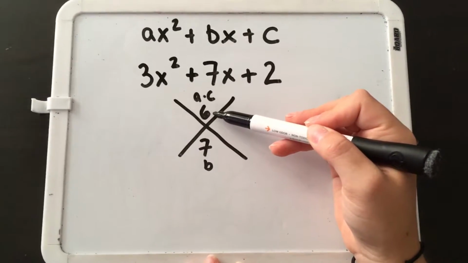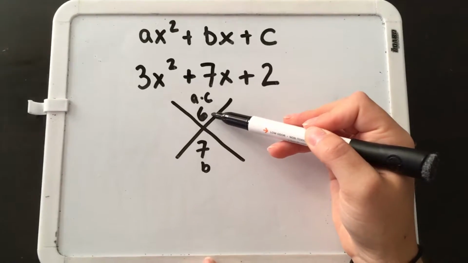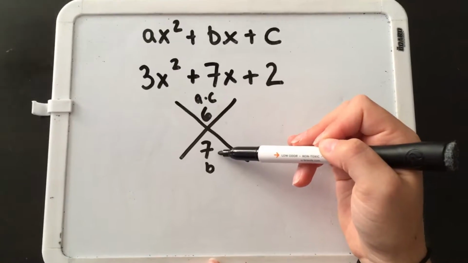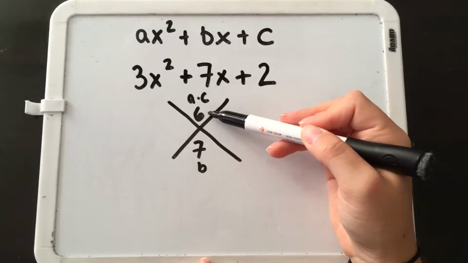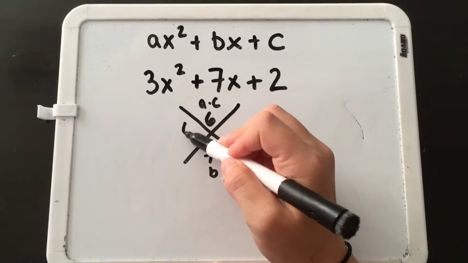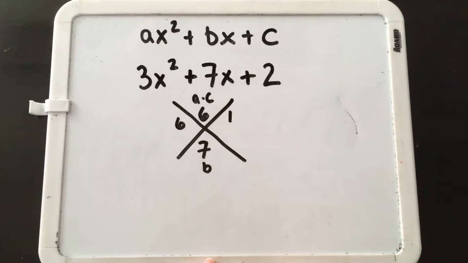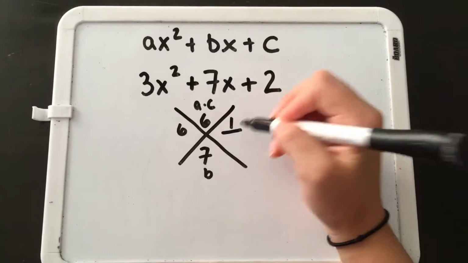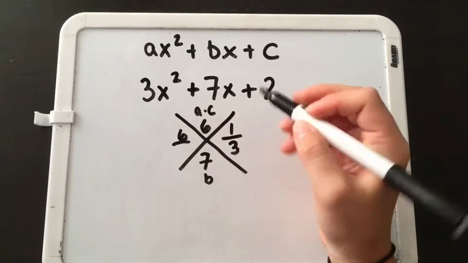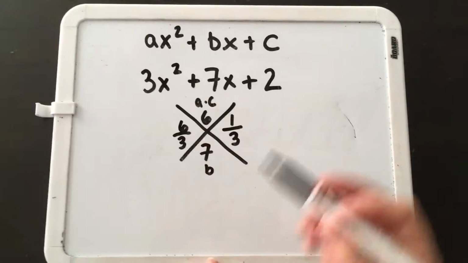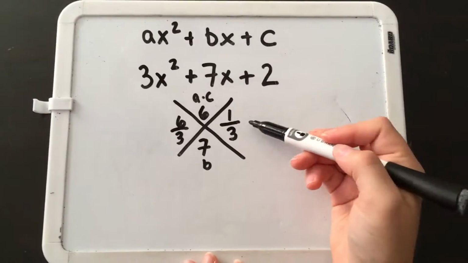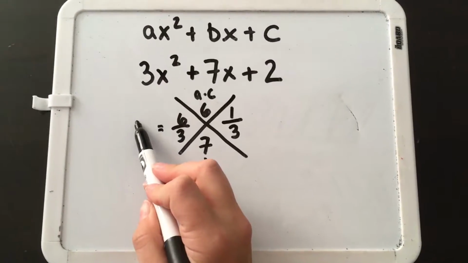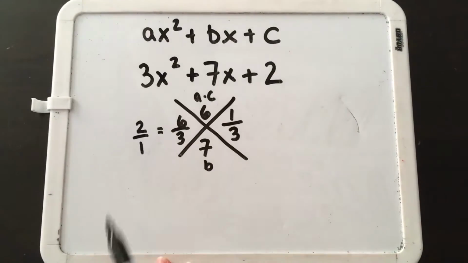What are some factors of 6? What about 3 and 2? 3 and 2 multiply to equal 6, but they don't add to equal 7, they add to equal 5. So our only other choice is 6 and 1. So we'll put the 6 over here and the 1 over here. Now, because our a does not equal 1, we have to divide by our a term. In this case it is 3. This is not a reducible fraction, so we're going to leave it. This one is reducible. 6 over 3 becomes 2 over 1.